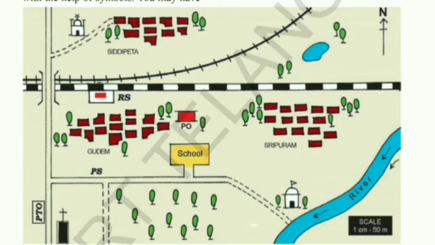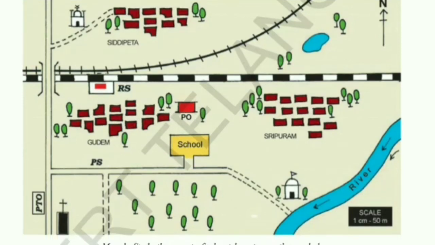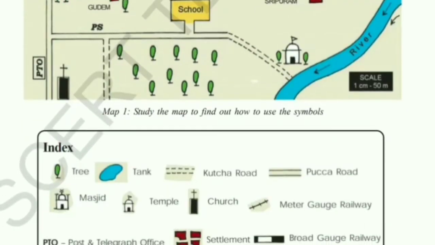See here the green trees is one type of symbol. The river is shown in blue color. Already we have discussed water is in blue color. On the top you can see the masjid. On the side of the river you can see the temple. Railway track, railway station, post office in red, church.